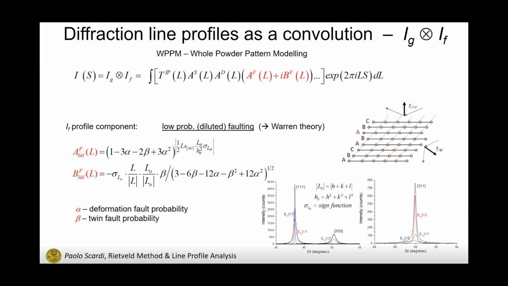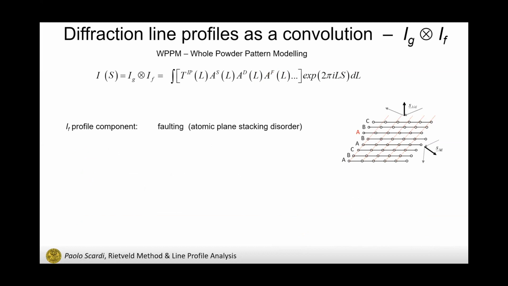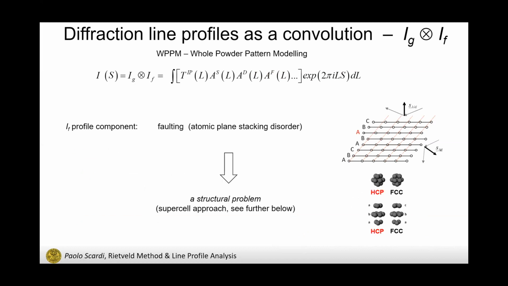It is important here to underline, as we will see at the end of my presentation, that in the general case, faulting is a structural problem. So what you need to do is quite different. You cannot just apply a perturbation to the perfect crystal model, which is basically what this WPPM does. So we will have to face the problem in a different way. This will be the very last part of my talk.